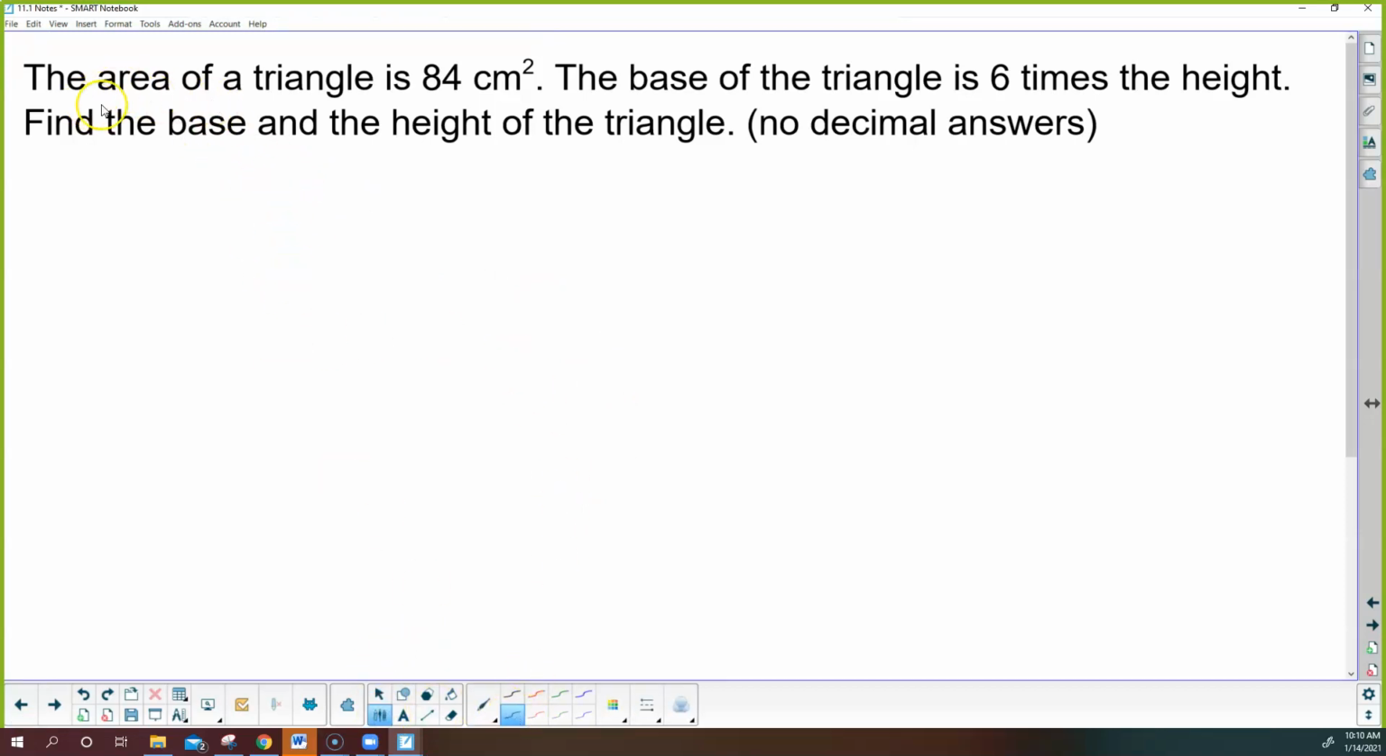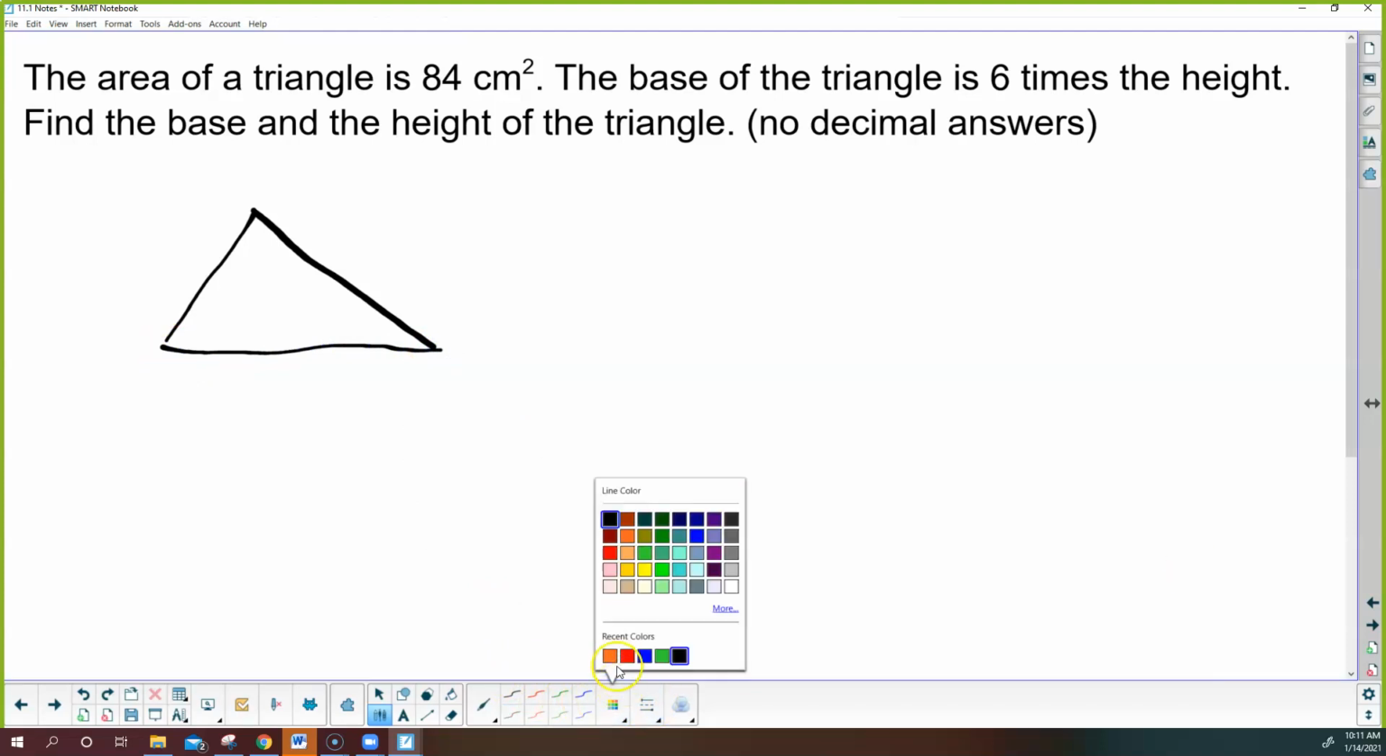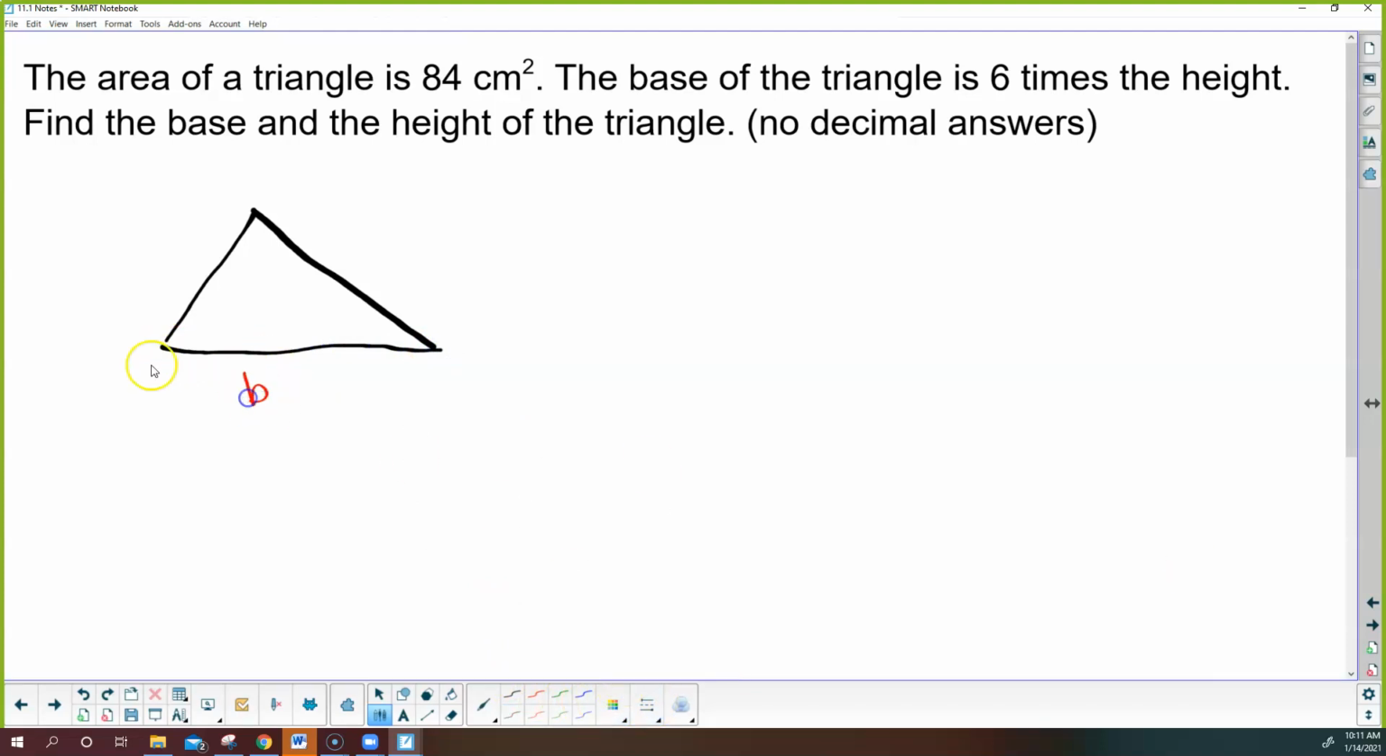Let's go over this one. The area of a triangle is 84 centimeters squared. You don't need a picture, but I'm a visual learner, so I'm just going to draw a picture. A lot of students sometimes try to draw right triangles. It really doesn't matter. It looks like this, and I'll call the bottom the base for this case, and then the height is represented by the perpendicular distance from the base up to the highest point.